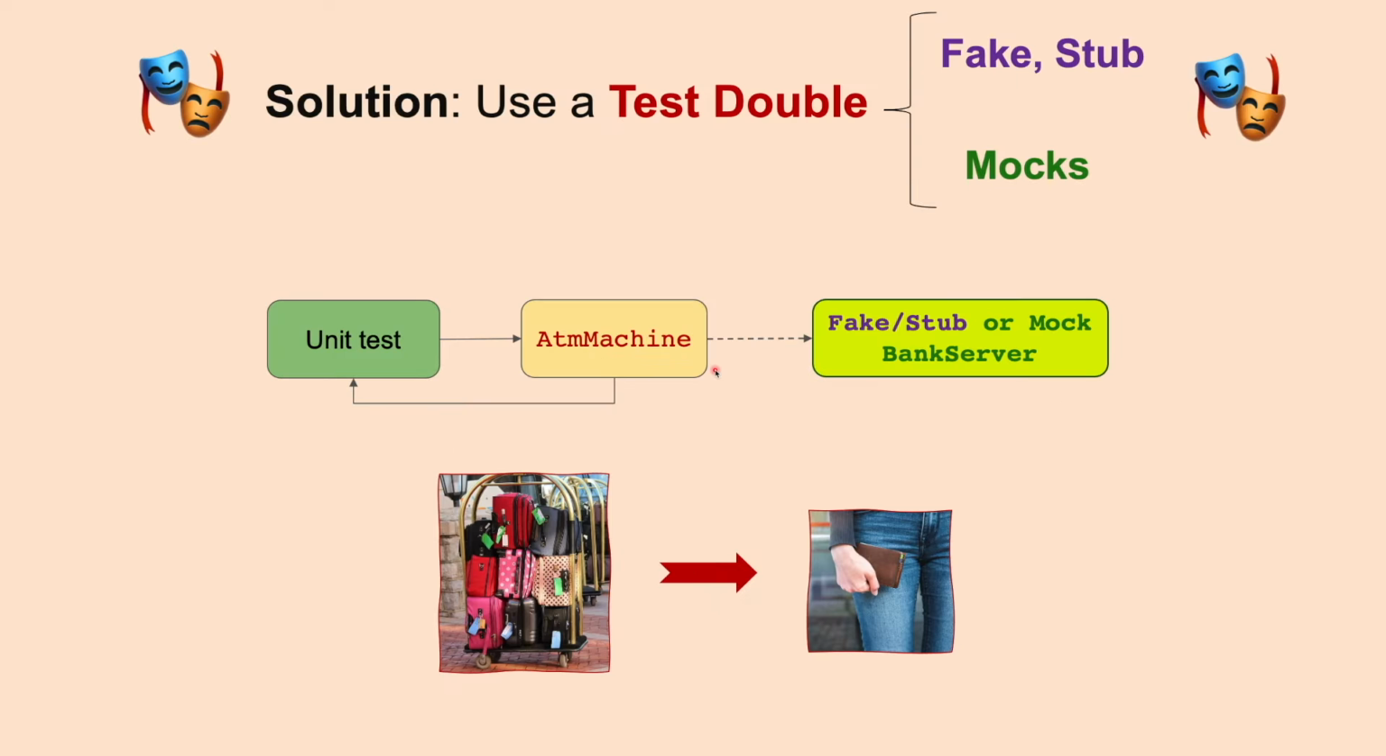And what you really want is to move from this heavy baggage to something that is very lightweight using a test double, which, as we mentioned before, is either a fake or a stub, or it's a mock version. So my ATM machine now, instead of talking to Bank of RE, the real bank, can talk to either a fake or a stub, or it can use a mock. And as I mentioned, our focus today is on this methodology.